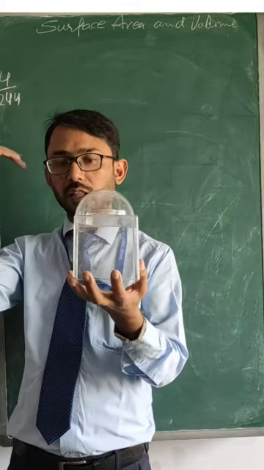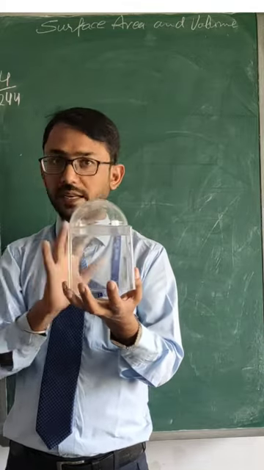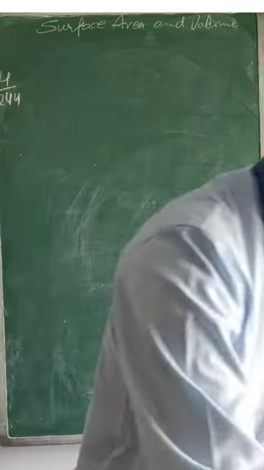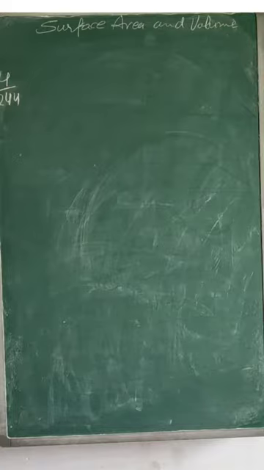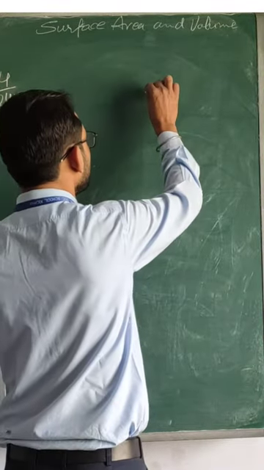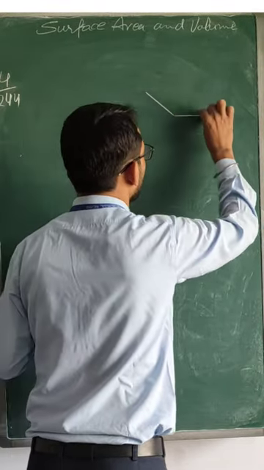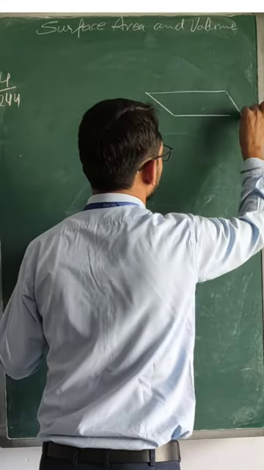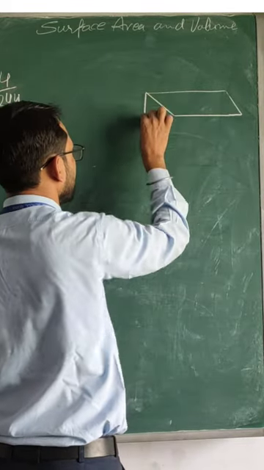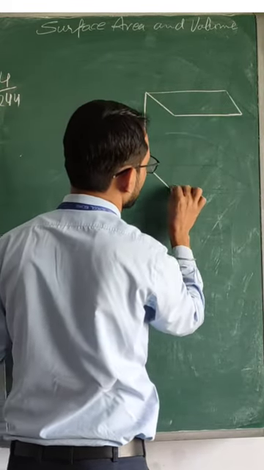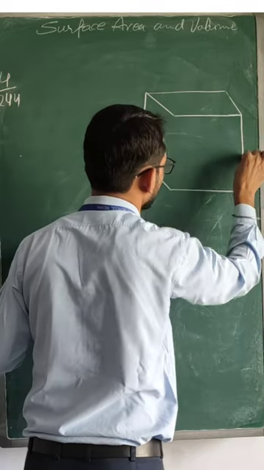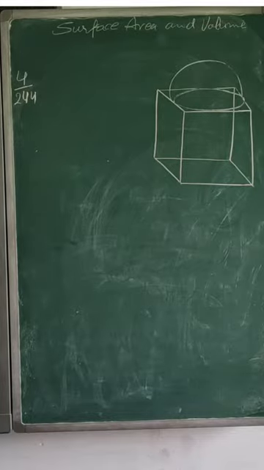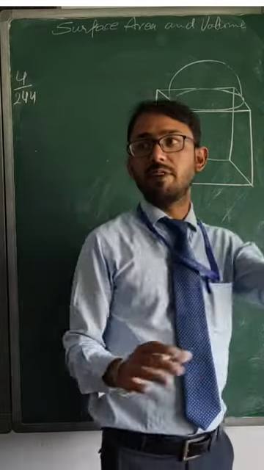This I am going to draw on the board also, but on the board 3D diagrams cannot be drawn very nicely and I could not explain it very nicely. That's why I have kept the 3D figures. So it will be a cube. Yes, so its diagram will be somewhat like this.